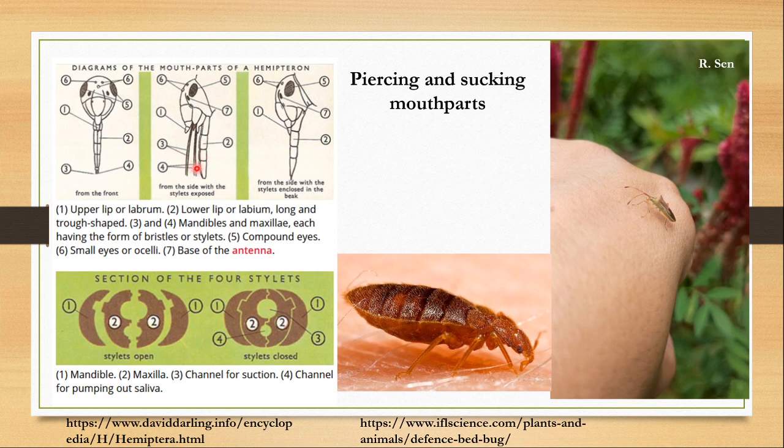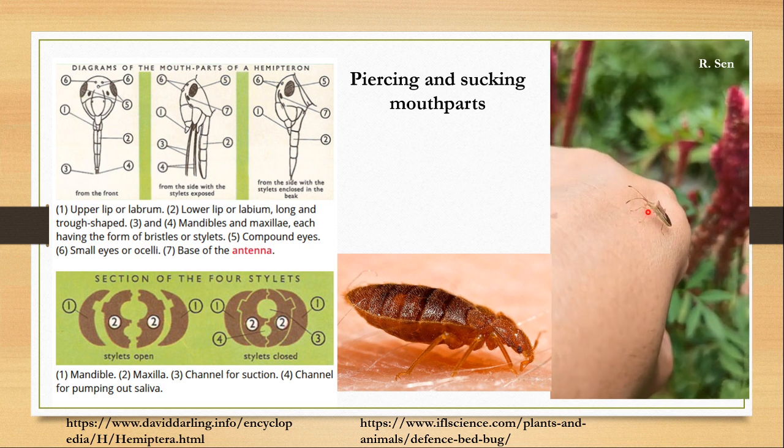And these four stylets go inside. And when they go inside, they form one needle-like part which will have these two channels. This one is for suction of the plant sap or any other juice, and this is for pumping out saliva.